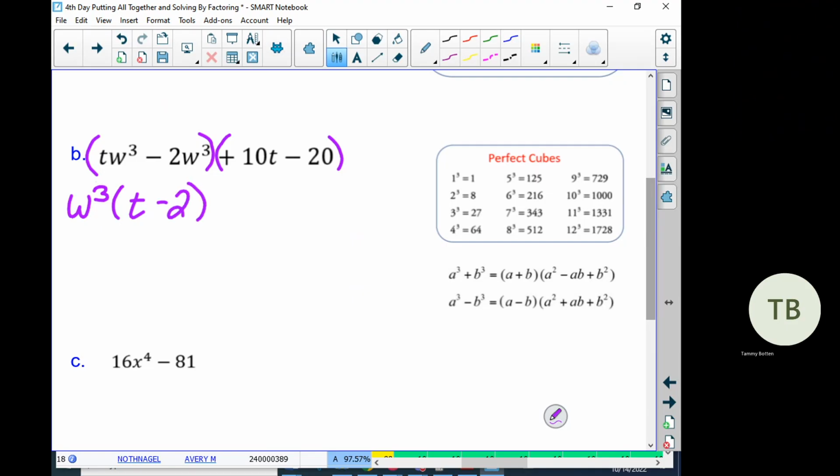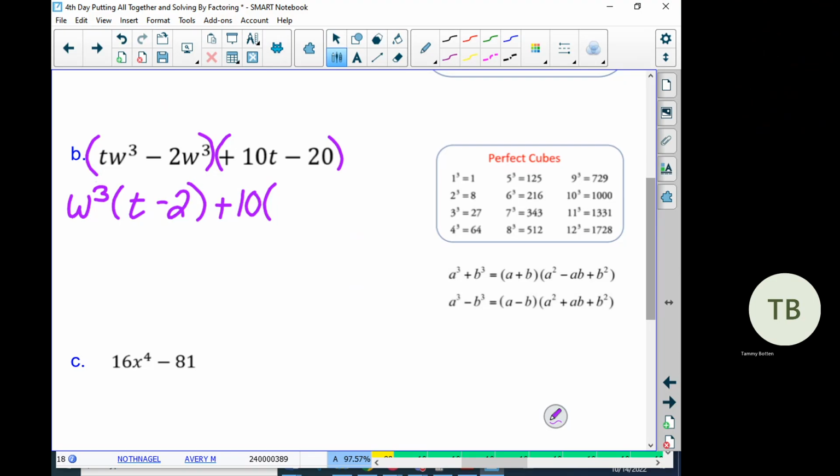Then when I look here, what could I take out of this? There's a 10 in here and a 10 in here, so I can take a 10 out and put a plus 10 there, so that will remind you when you bring the final thing down that this will be W cubed plus 10. So we're taking a positive 10 out.